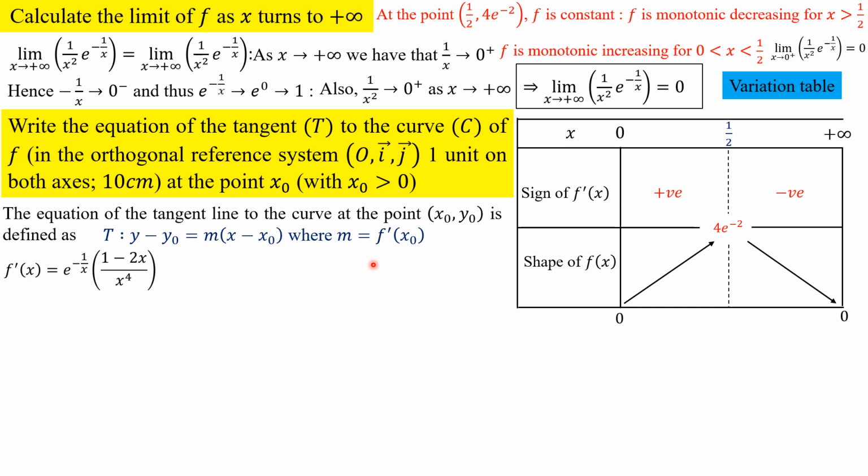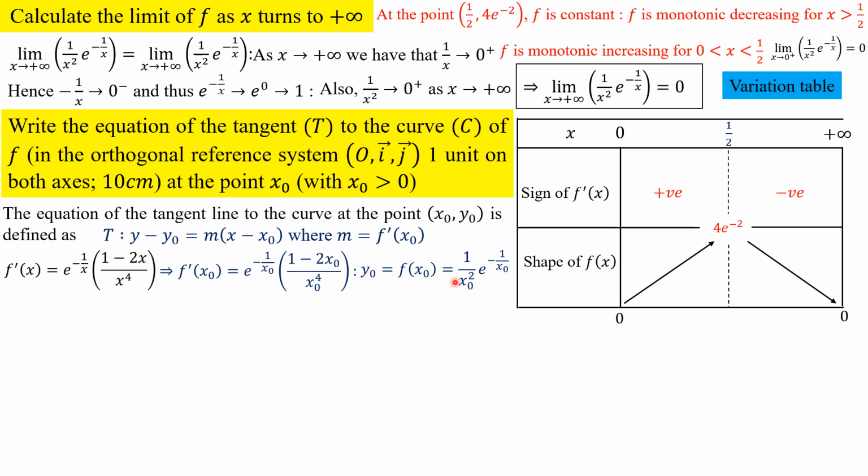So previously we found the derivative of the function. So the derivative of the function at the point x0, we just replace x here with x0. You get the derivative of the function at x0. So it gives you your m, which is the gradient of the tangent line. Alright, now your y0 is simply f of x0. That's the y coordinate of the point.